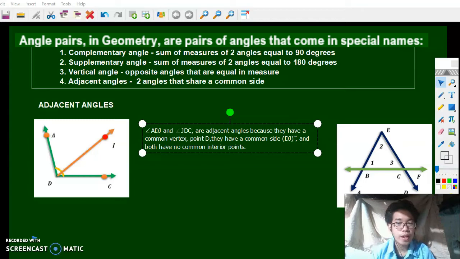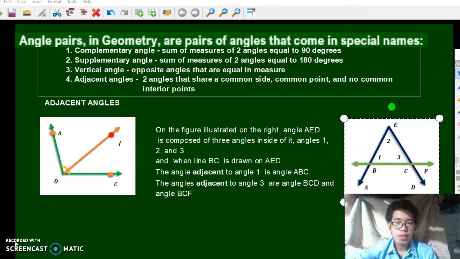So they have a common ray or common side, ray DJ or ray JD, and they have a common vertex, and also they have no common interior points. Those are the three conditions that must be satisfied in order to name a pair of angles as adjacent angles.